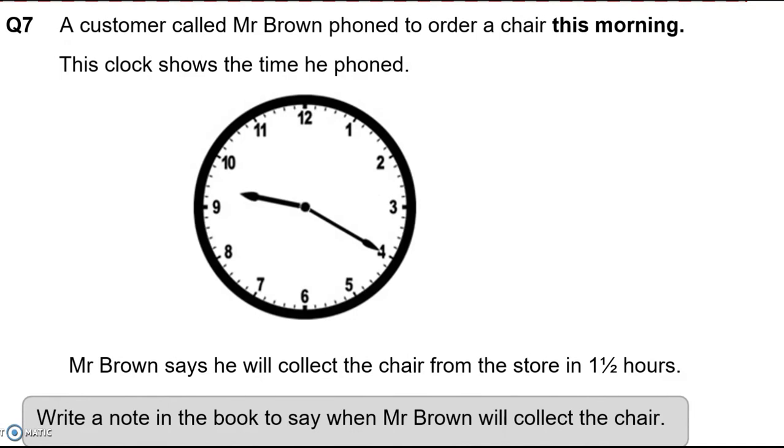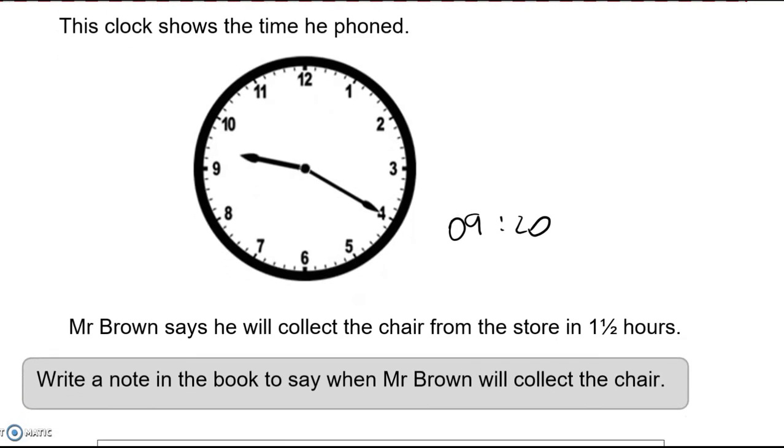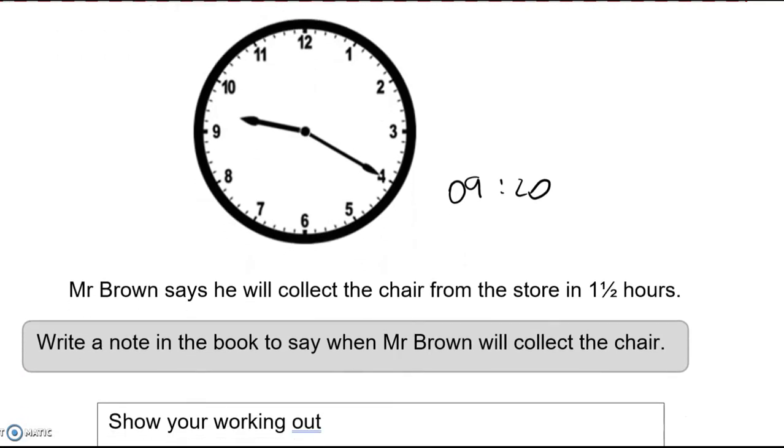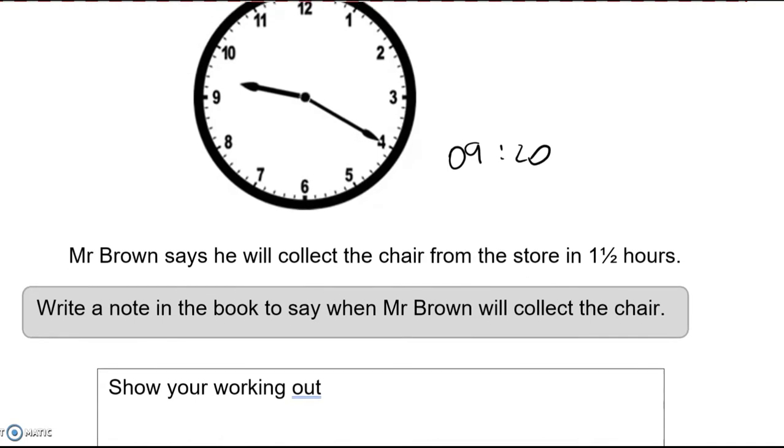Question seven. A customer called Mr. Brown phoned to order a chair this morning. This clock shows the time he phoned, which is 9:20. Mr. Brown says he will collect the chair from the store in 1.5 hours. Write a note in the book to say when Mr. Brown will collect the chair.